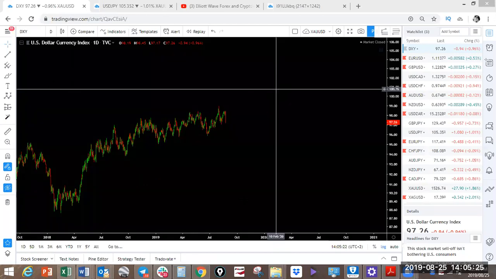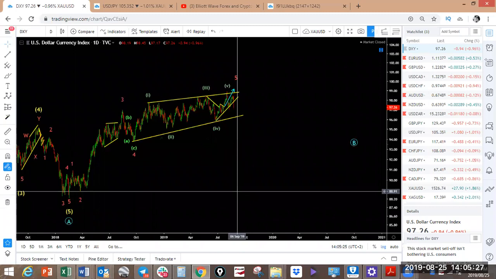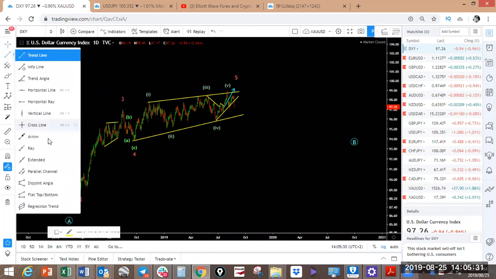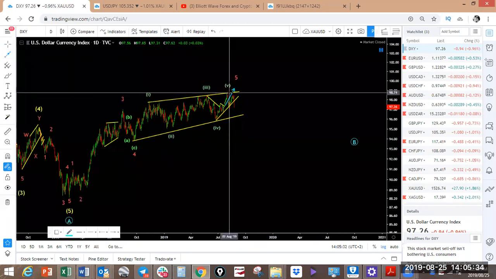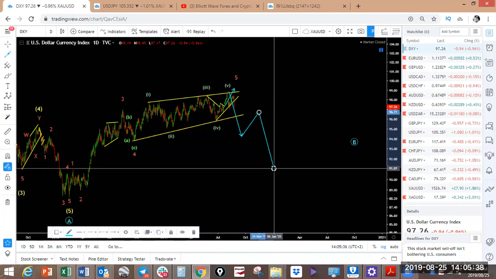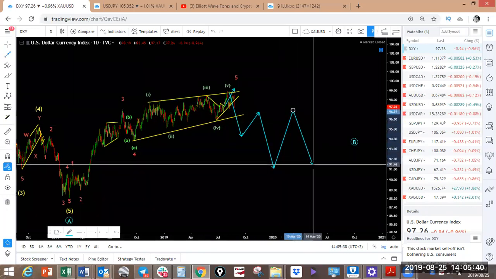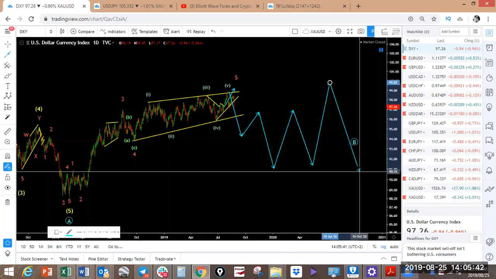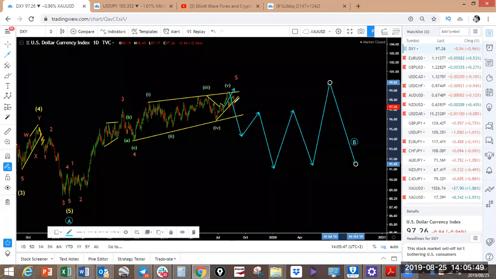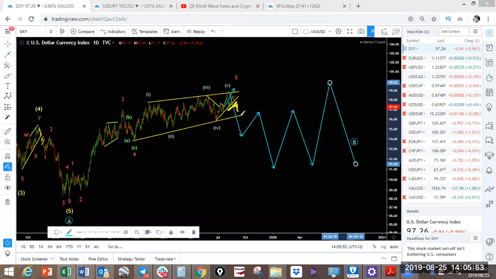So this is what I'm looking for here, 1, 2, 3, 4, 5, and I'm looking for a corrective structure at the end. So now this is the corrective structure that I'm looking for here. Whether it makes a zigzag or a flat correction, it doesn't really matter. It can be a flat correction like that with 3, 3, 3. We will determine this as and when it is completed. So now we trade this to the downside for the next coming session. All right, now this is the DXY.